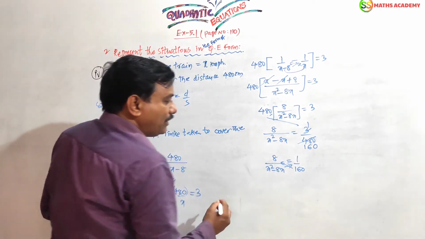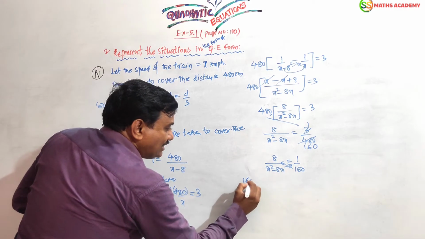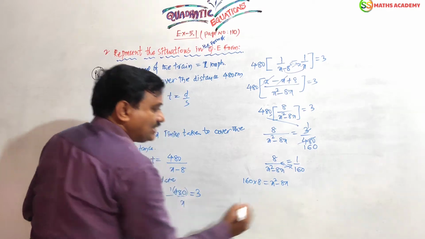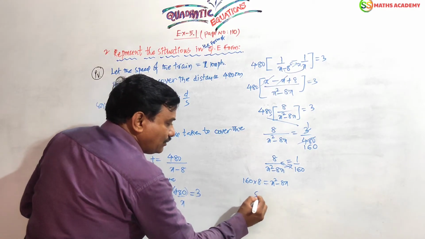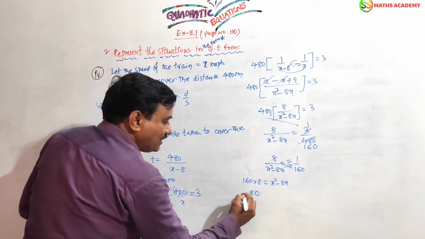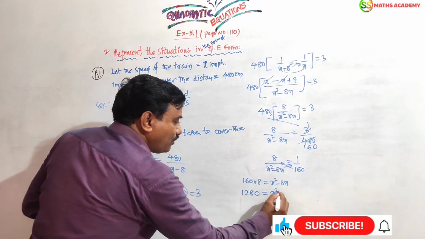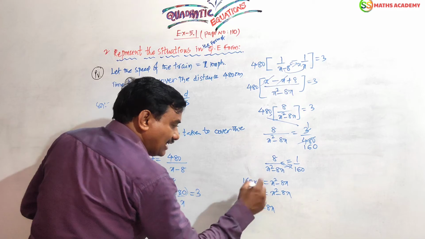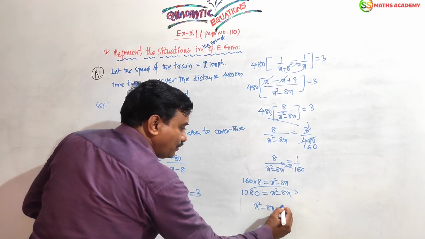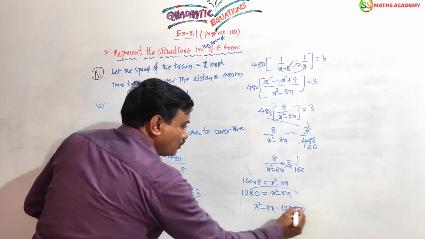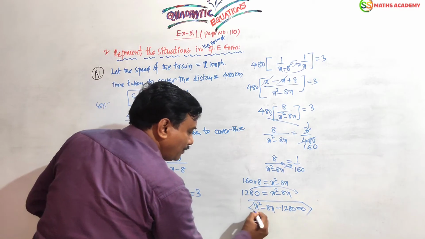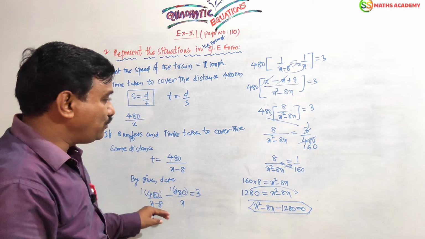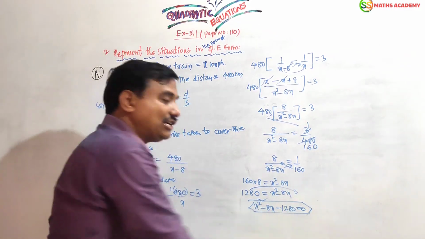Do cross multiplication again. 160 into 8 is equal to 1 into x square minus 8x. 160 into 8 is 1280, equal to x square minus 8x. Now the final step: x square minus 8x as it is, and this 1280 transferred to the right side becomes negative, so minus 1280. Now we are getting a pure quadratic equation. This situation I converted into a perfect quadratic equation.